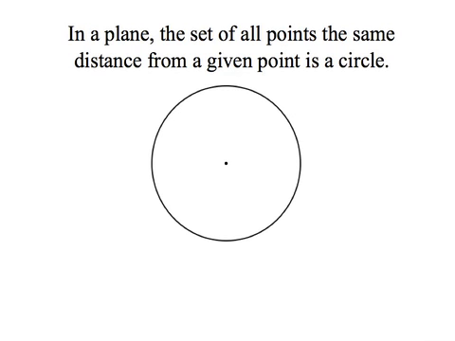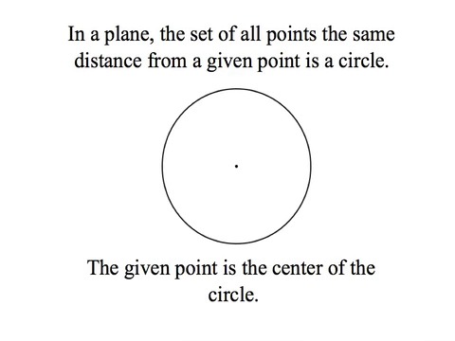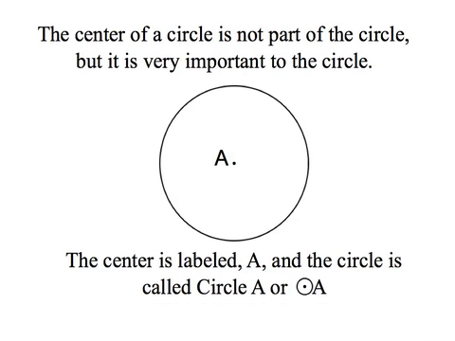In a plane, the set of all points the same distance from a given point is a circle. The given point is the center of the circle. The center of the circle is not part of the circle, but it is very important to the circle.